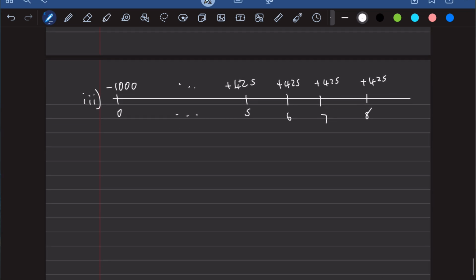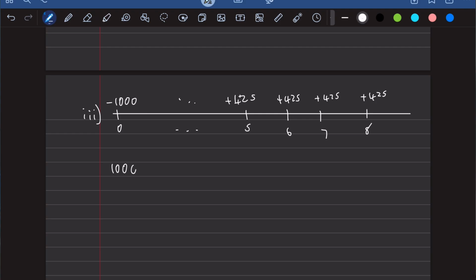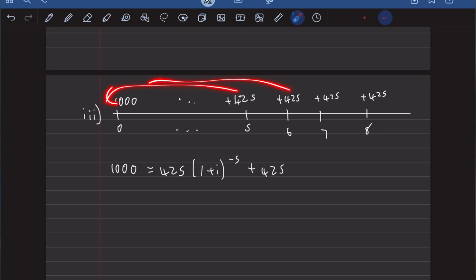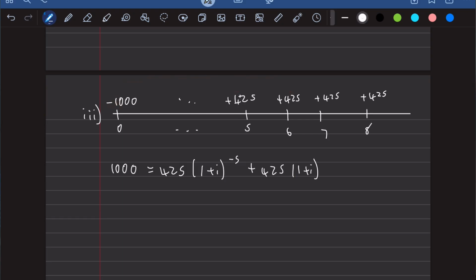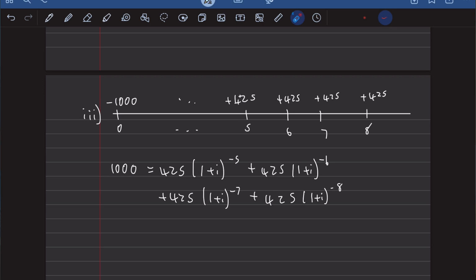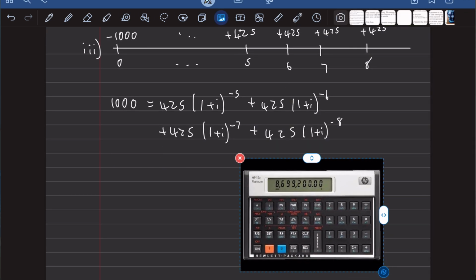So the way we write an equation of value is we're going to want to present value all of these. So we're going to say 1,000 is equal to 425 multiplied by 1 plus i to the negative 5, plus 425. Now that's the present value of that one. Now we're going to do the next one. So multiplied by 1 plus i to the negative 6, plus 425 multiplied by 1 plus i to the negative 7. And then finally the last one, 425 multiplied by 1 plus i to the negative 8. Okay, so we could solve this using linear interpolation, but that's going to take quite a long time. So instead, I'm going to show you how to do it using the financial calculator.